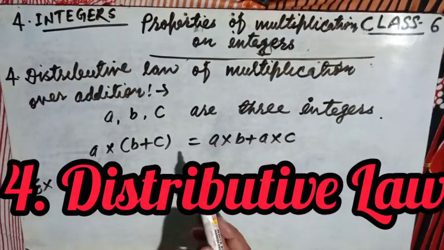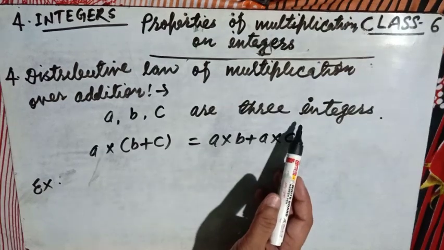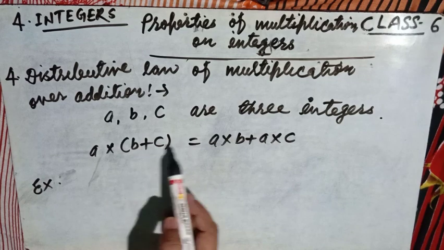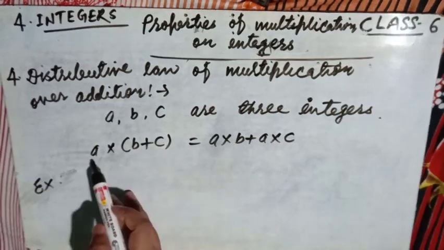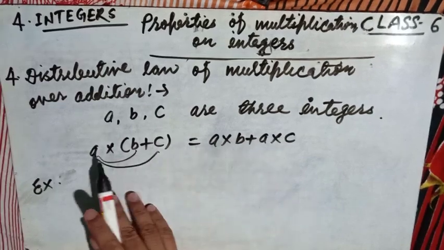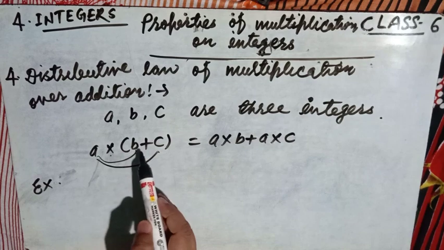Over addition. See, A, B and C are three integers, then A multiplied by the bracket B plus C is equal to A multiplied by B plus A multiplied by C. This is called the distributive law of multiplication over addition.